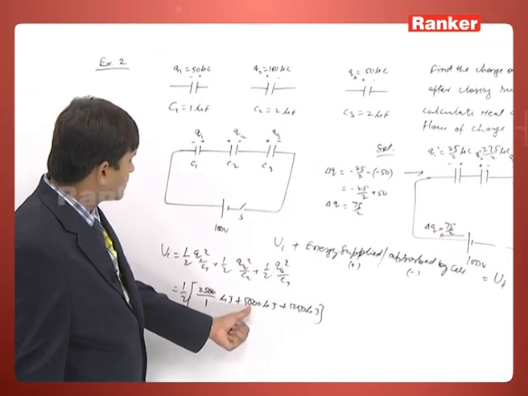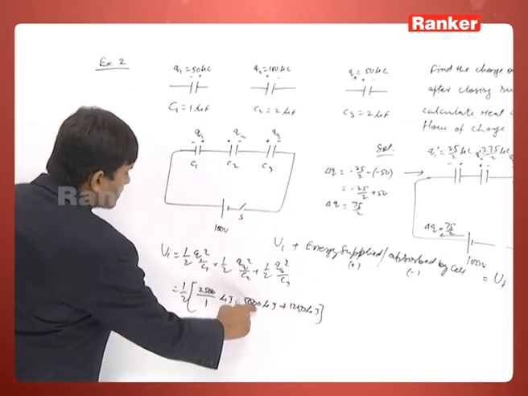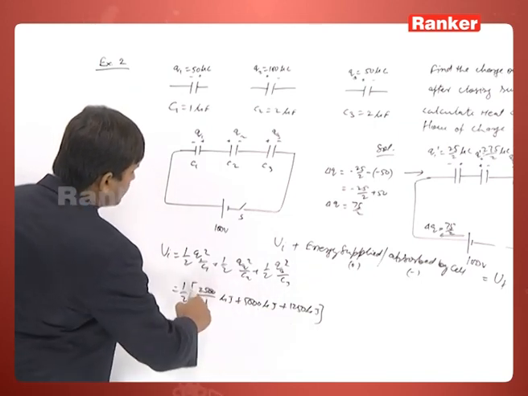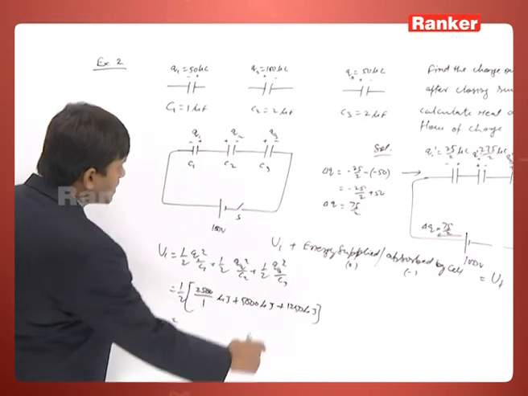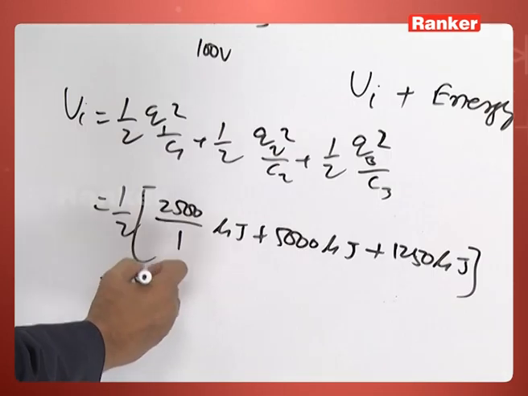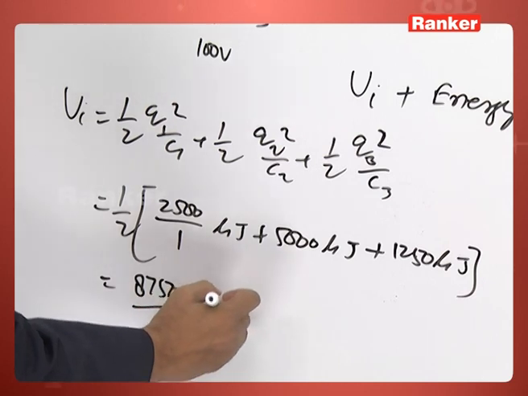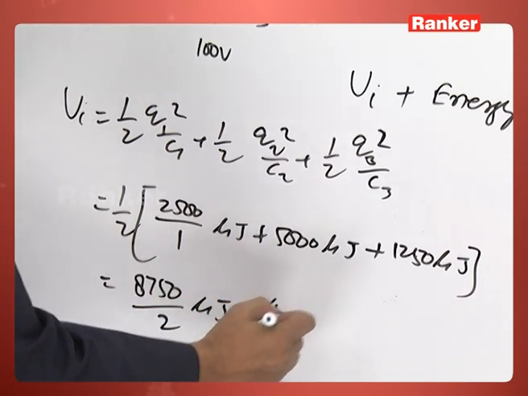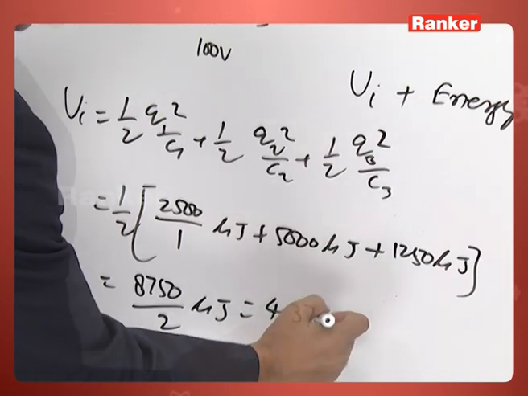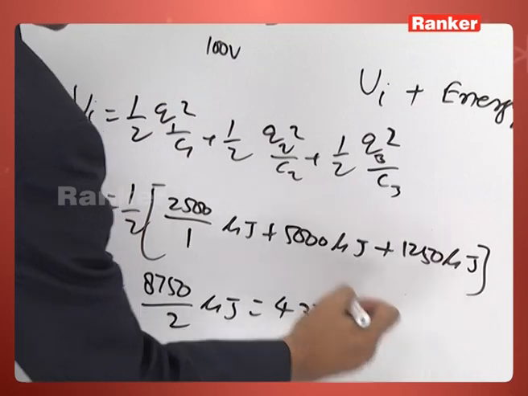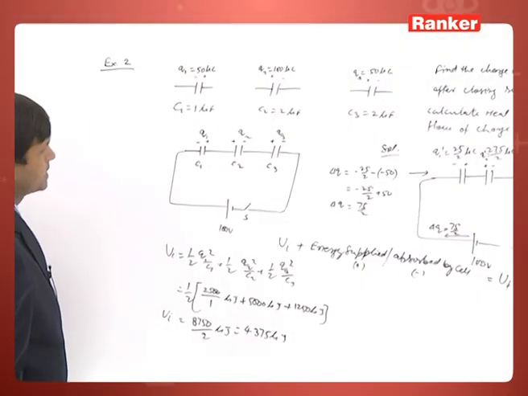This total becomes, 5,000 plus 2,500 is 7,500, plus 1,250 is 8,750. So 8,750 by 2, and this becomes your initial energy stored in all the capacitors.